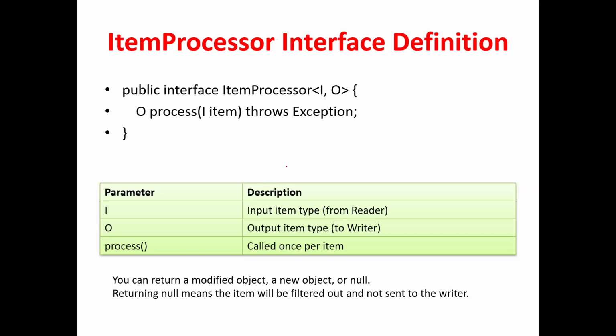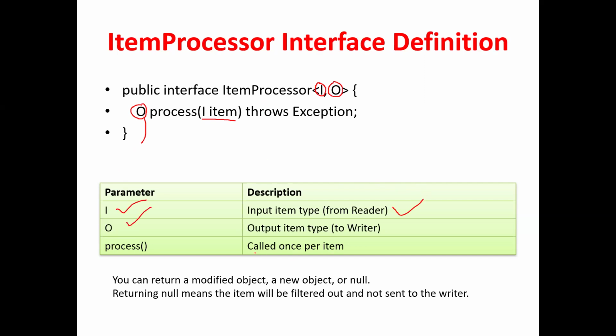Now, how will the flow be? ItemProcessor is an interface. It accepts two types, I and O. See, what is your input data and what is your output data. Input means from the file, whatever data you have, that information is available here. I represents the input type, that is the product object. Output, after transforming, is nothing but O. I means input, O means output.